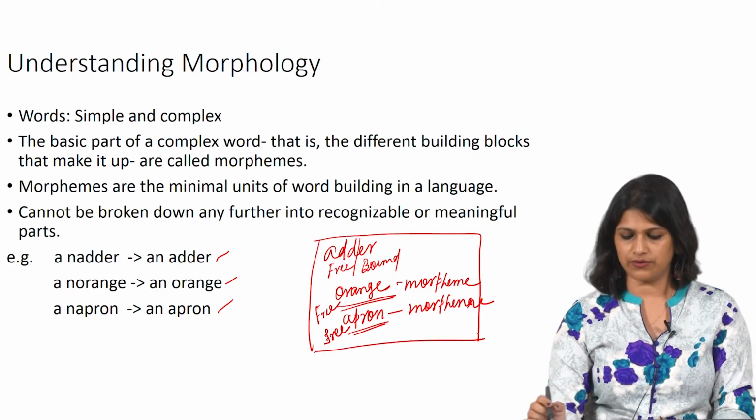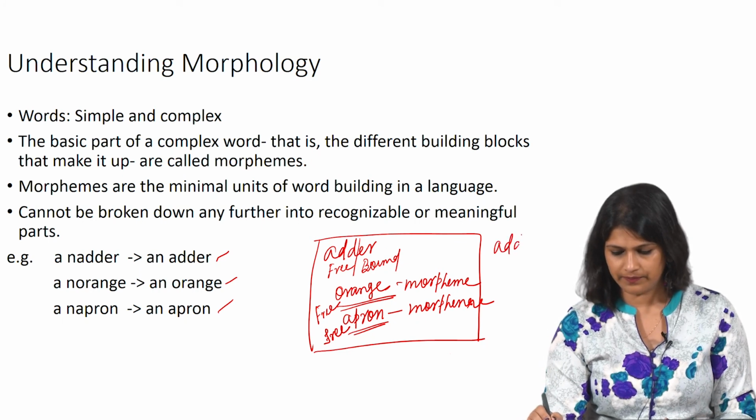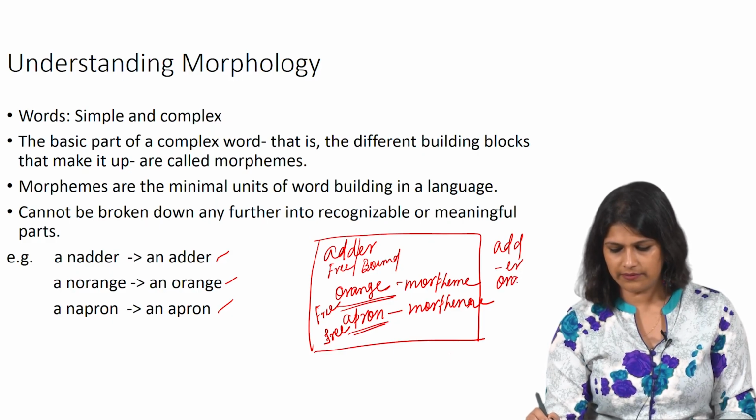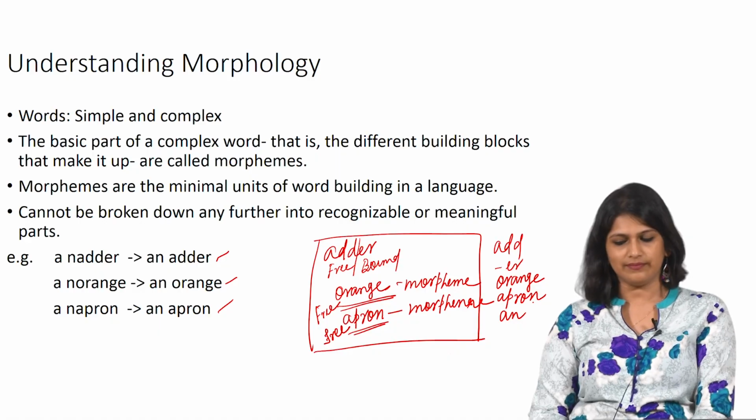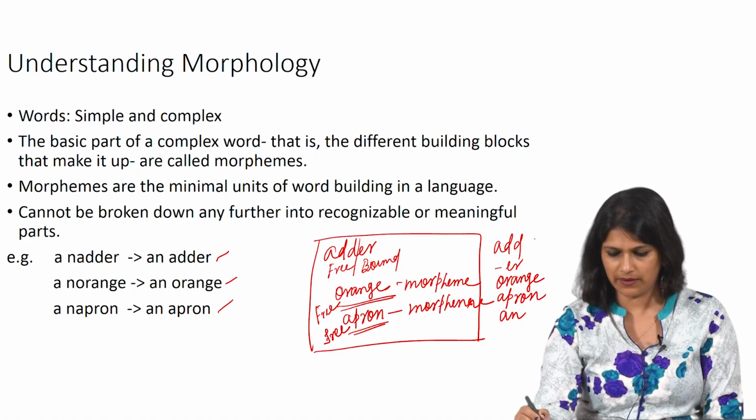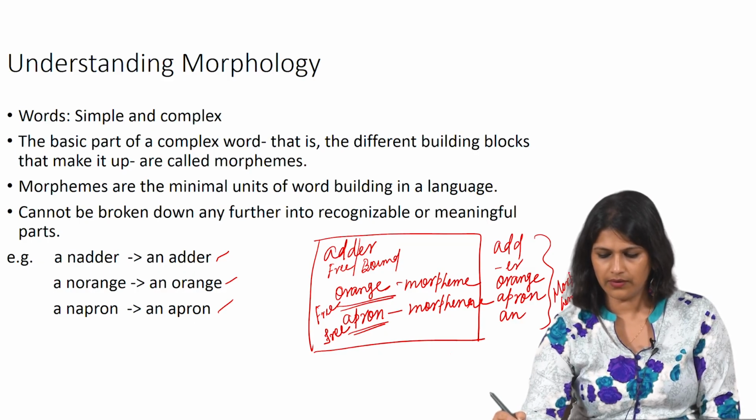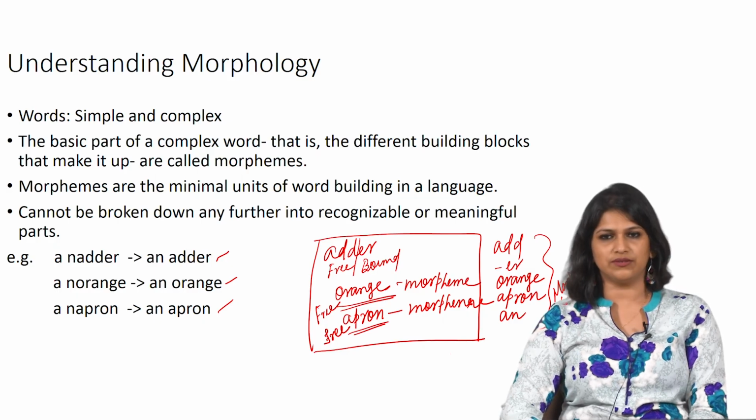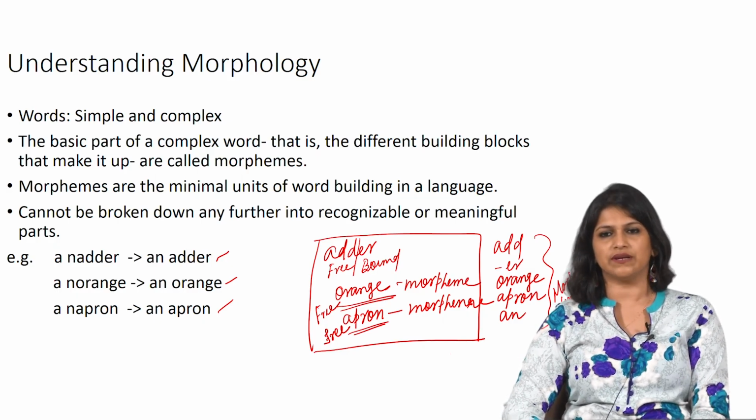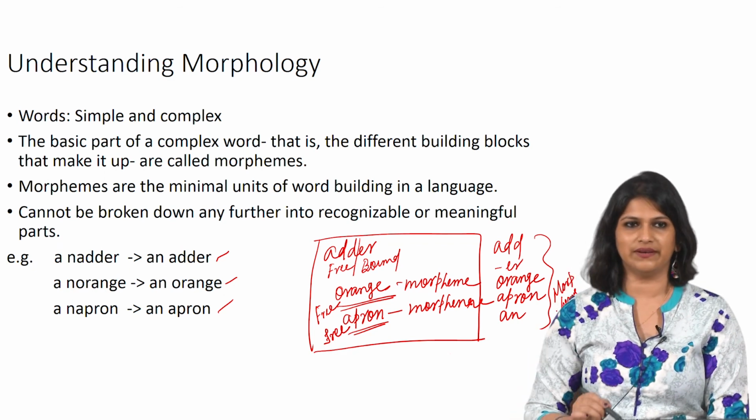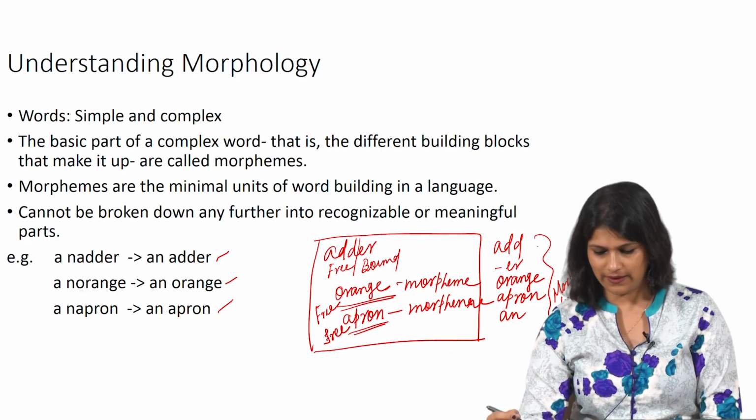Okay. Now, we are going to do some more analysis. So, we have a morpheme add, then we have the morpheme -er, then we have the morpheme orange, then we have apron, then we also have a morpheme an. An can also be called a morpheme. All of them, they are morphemes. Okay. But now our question would be to find out what is the relation between a word and a morpheme. So now let's do tick tick tick, and we'll try to find out how we are going to understand morpheme and word.